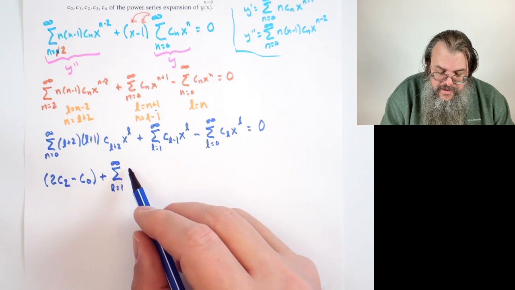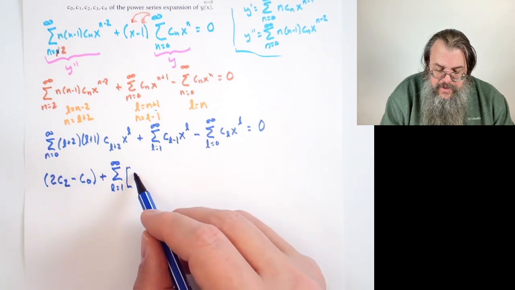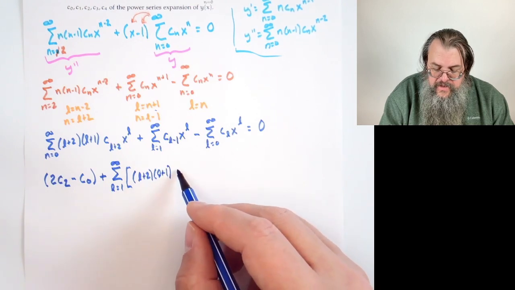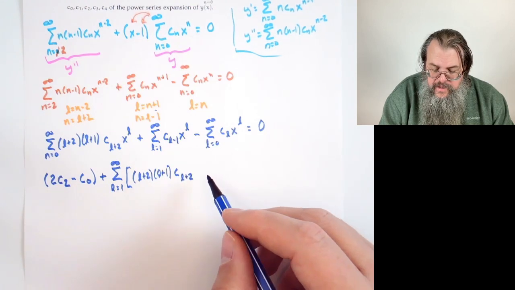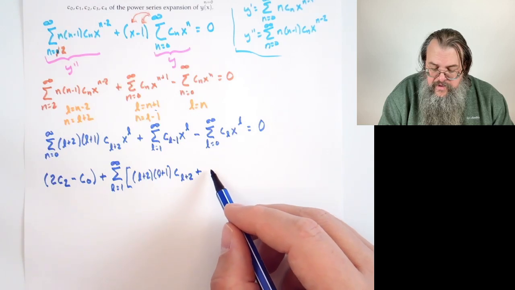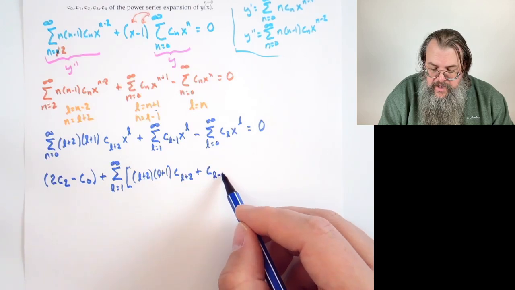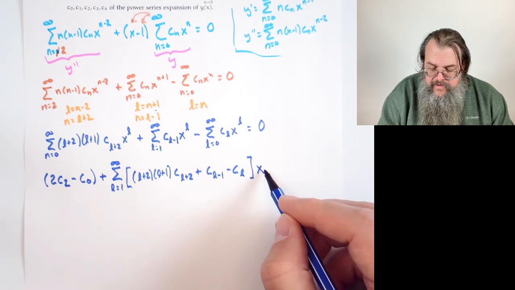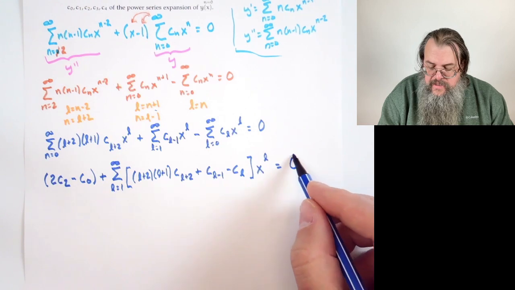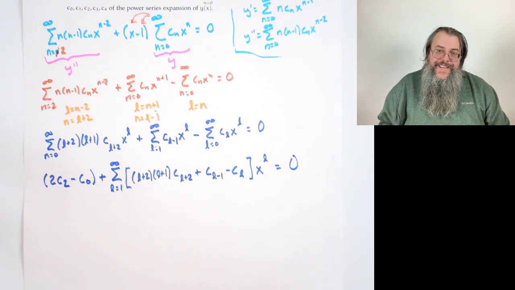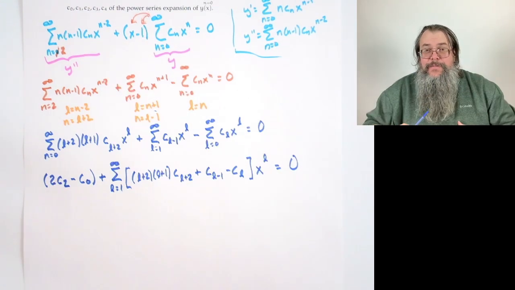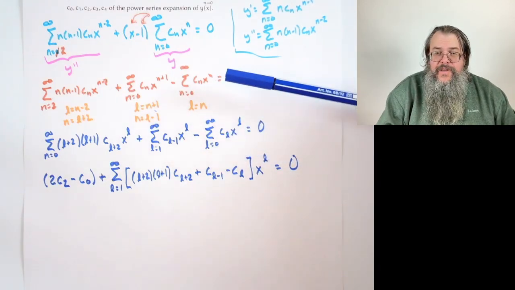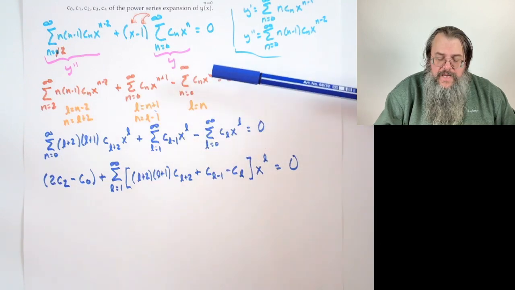We have (L plus 2) times (L plus 1) C sub L plus 2, plus C sub L minus 1 minus C sub L, and that's times x to the L, and all that equals 0. Okay, so we kind of did two steps at once. In some sense, the shifting is the hard step to do. So that's why I like to separate that, make sure we have that done.